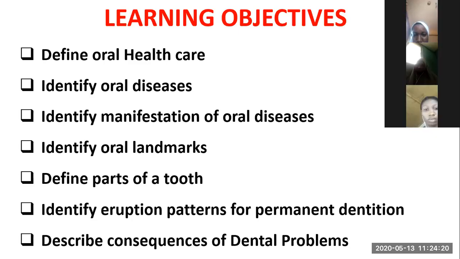You also know the parts of a tooth. A tooth is not just how many they are. They have different parts, they have different names. You'll be able to identify them. Now, the teeth in our mouth erupt at different times. We have the deciduous teeth, which is called milk teeth. Then we have the permanent teeth. I will show you how and at what age we all grow different types of teeth. Then you will be able to describe consequences of dental problems. These are what you will at least be able to go out with at the end of this lecture.